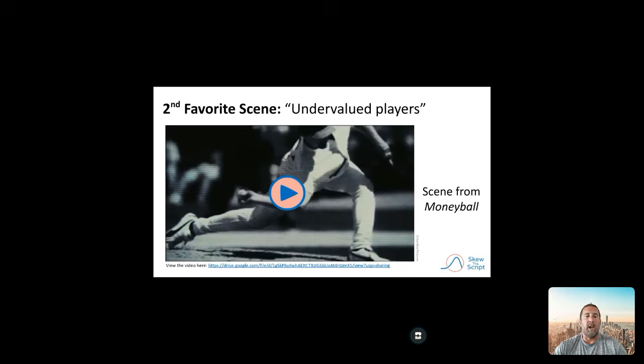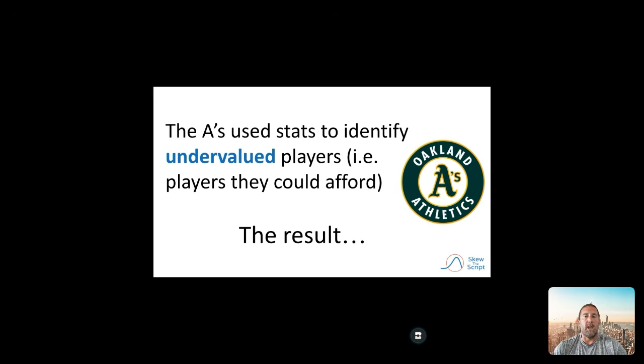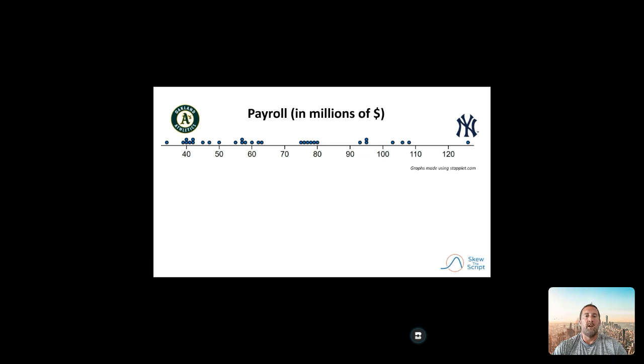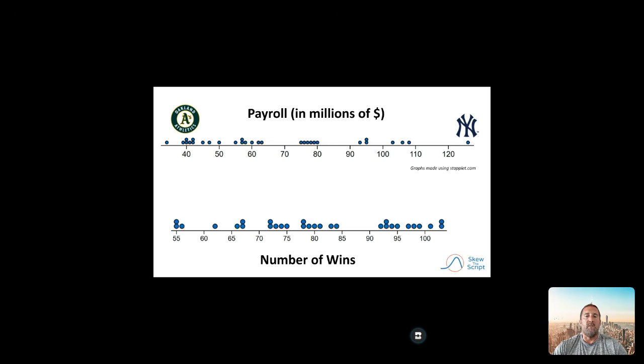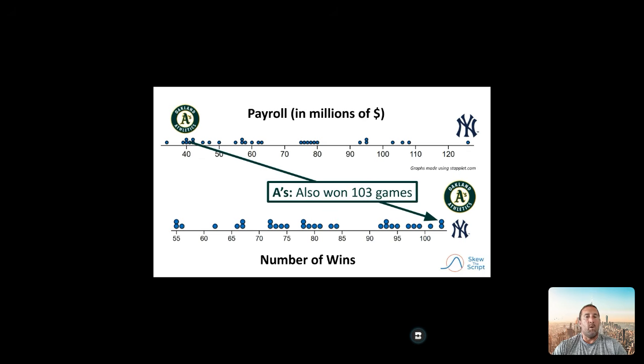Basically, they're trying to find undervalued players that can fit what they need. They're one of the first teams to use advanced statistics to identify undervalued players, in other words, effective players that they could afford. The result was, even though the distribution of team payrolls looked like this, the distribution of wins looked like this. The Yankees, as you may expect, won an impressive 103 games. However, the A's did almost as well, winning 103 games.